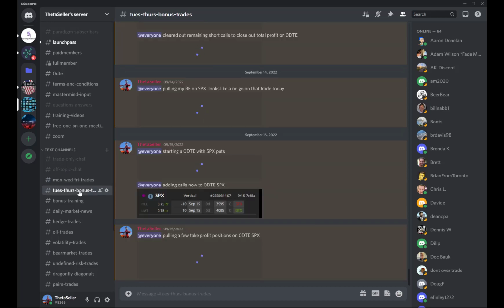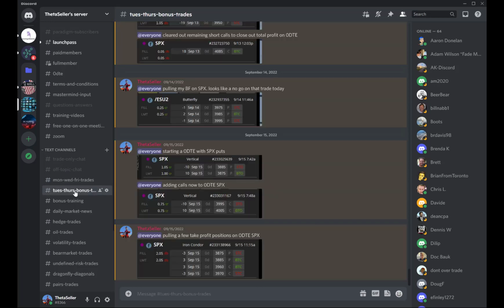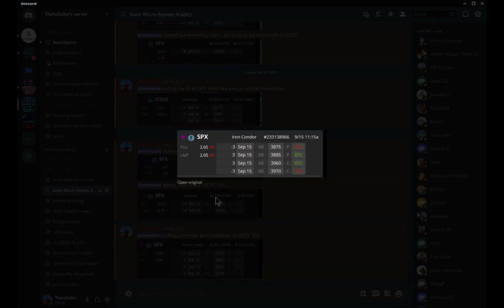Now on our off Zoom days, our Tuesdays and Thursdays, we call those bonus trading days, we will have our trades input right in here. So you can see this is what a trade looks like. You'll see that I timestamp it. You can see what it is that I'm trading. You can see what my fill price is. You can see the timestamp of when it went in.